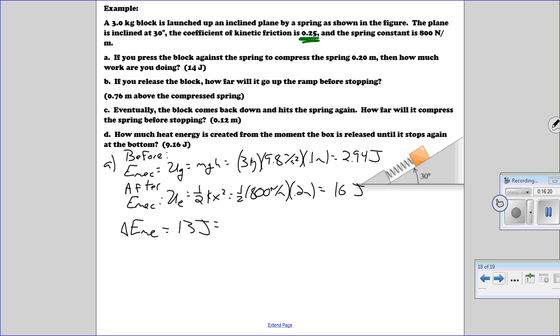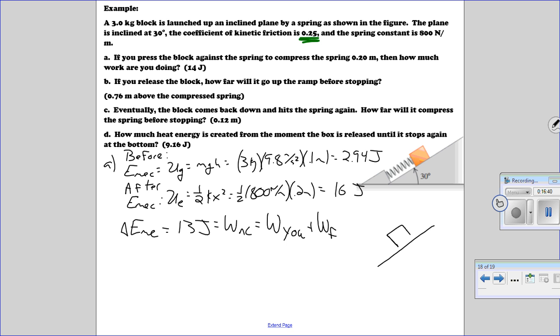That is equal to the work done by non-conservative forces, which is equal to the work that you do plus the work that friction did. Aha! So the problem here is we don't know how much force you're exerting, but we can find the force of friction.